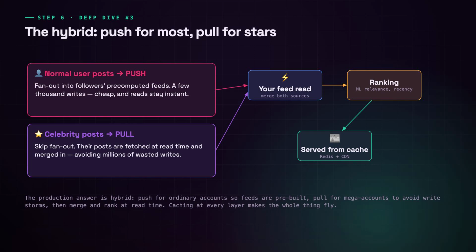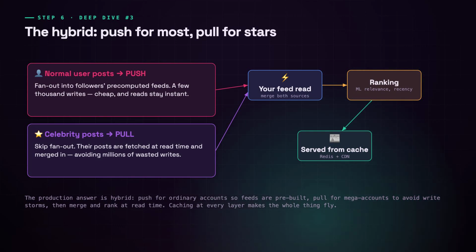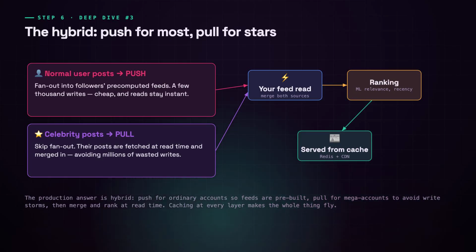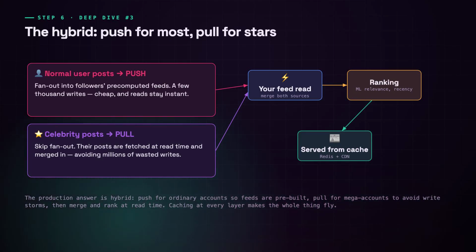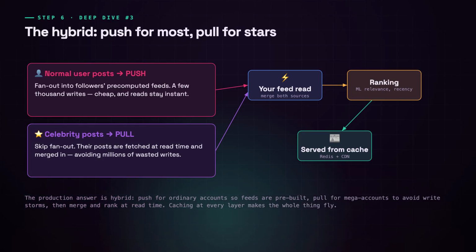When you load your feed, we merge your pre-computed feed with fresh posts from the big accounts you follow, run it through a ranking model for relevance, and serve the result from cache. Push for the many, pull for the few. That hybrid is how Instagram really works.